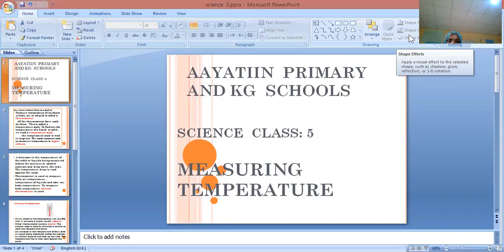I attend primary school, so we're going to study science grade 5 today. We're going to learn about measuring temperature. Before that, what is temperature itself? Temperature is the hotness or coldness of a body or an object.